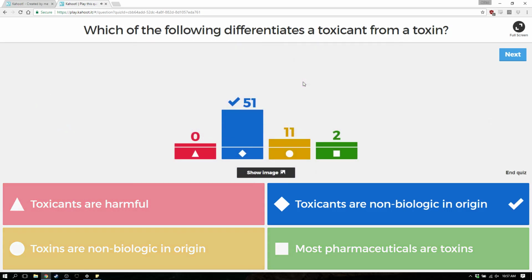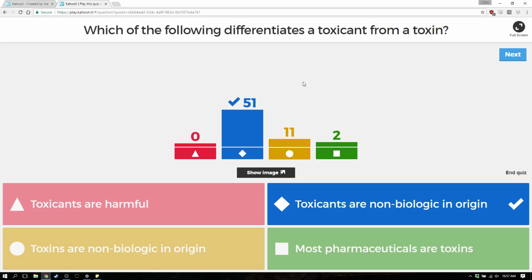Right. So what's an example of a toxicant? Lead. Yep, lead's a good one, right? It's a non-biologic, it's just a metal. What else? Lead's kind of a heavy topic, though, right? Any other examples?